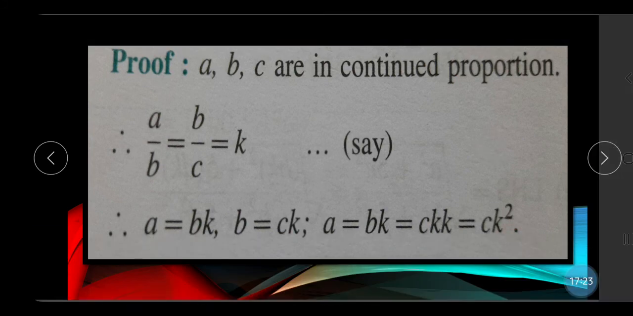Now, we will be substituting this value in our LHS and RHS. LHS is equal to b upon b plus c is equal to ck upon ck plus c, that is equal to ck upon c into k plus 1. What gets cancelled? c gets cancelled. What remains is k upon k plus 1. Let's give it 1.